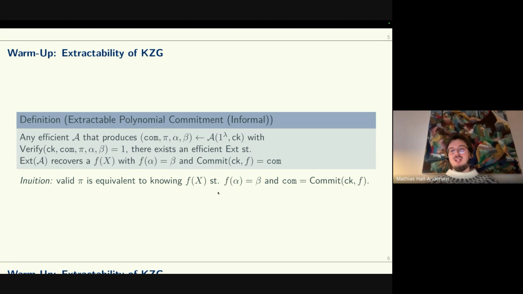So it's saying, hey, it's not vacuous to recover an f. In other words, if you recover two different f's, then you would break binding of the commitment, usually some cryptographic assumption.